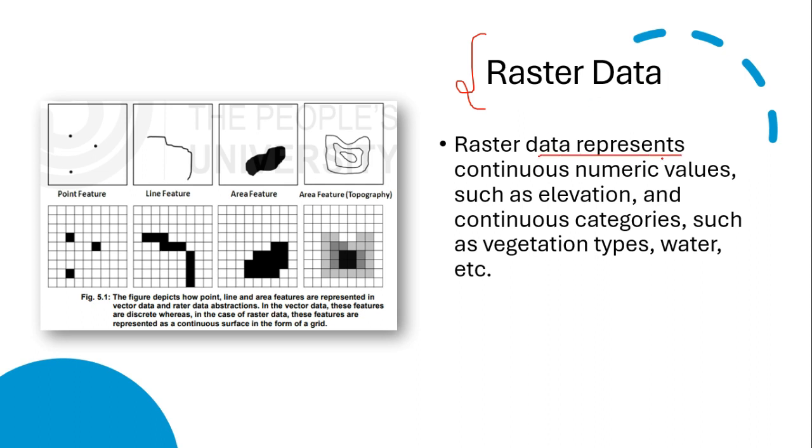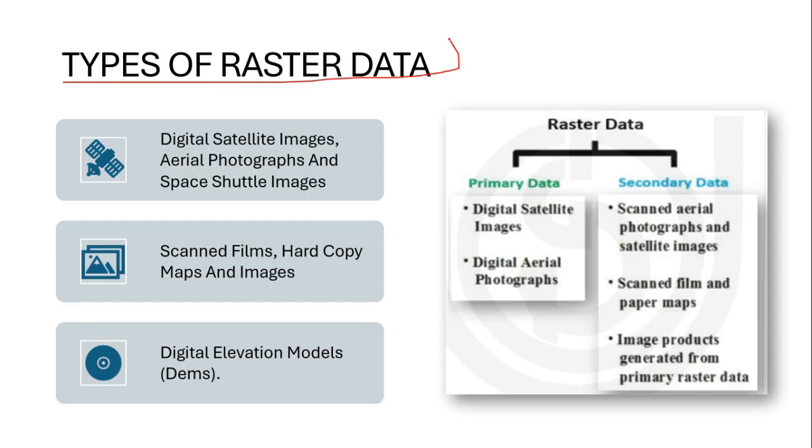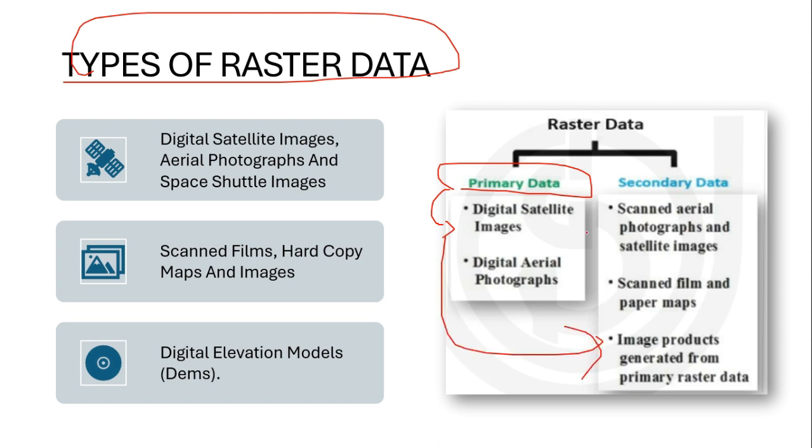Raster data basically represents continuous values like elevation, vegetation types and water. Continuous means the feature is available everywhere on the earth, so that data can be represented in the form of raster data. There are two types of raster data, primary data and secondary data, that we have already talked about in our last lecture. Primary data is collected in the first place, and using the output of this primary data we generate the secondary data. So what types of raster data are available?